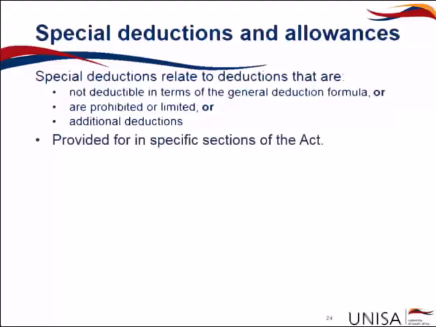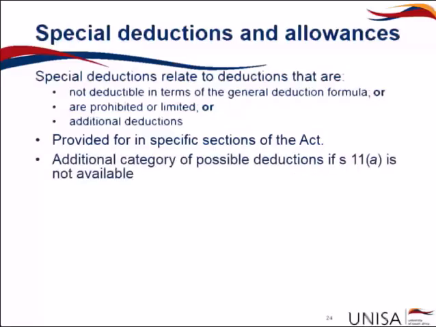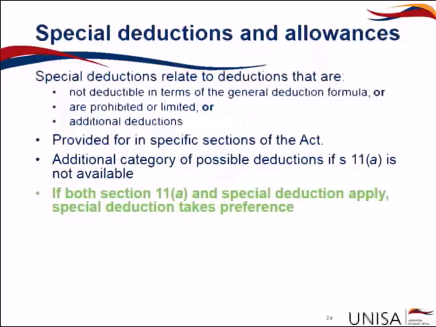These are provided for specifically within the Act, and they're in essence an additional category for possible deductions if Section 11A, the general deduction formula, is not available. If both 11A and the special deduction apply, we should take the special deduction as it takes preference.